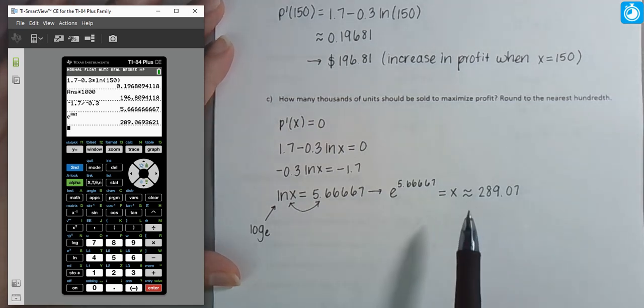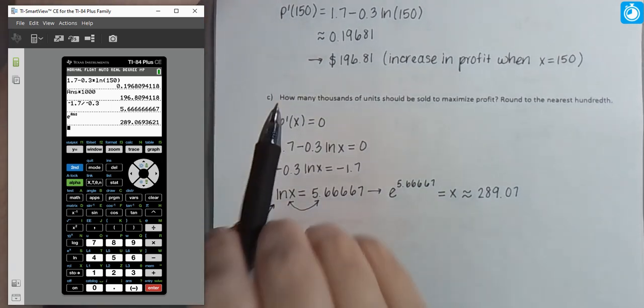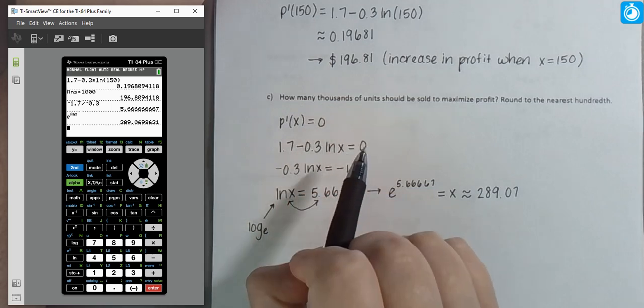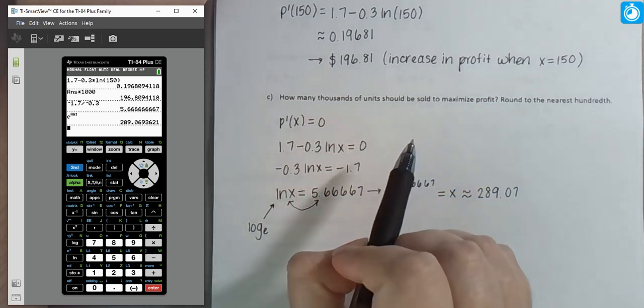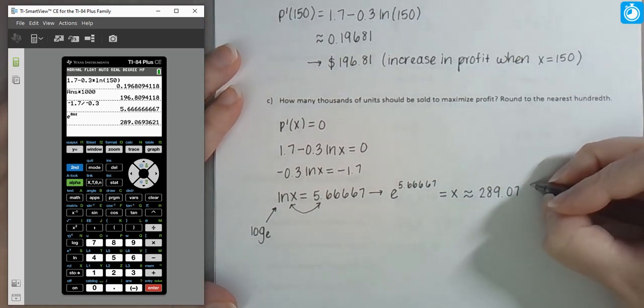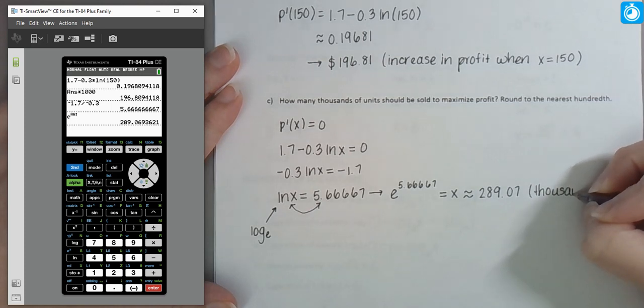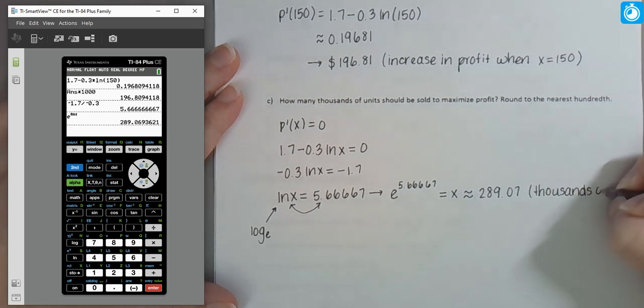Well, what does that mean? What does this represent? We're talking about an applied problem. The question is, how many thousands of units should be sold to maximize profit? X is in thousands of units. So this is thousands of units.